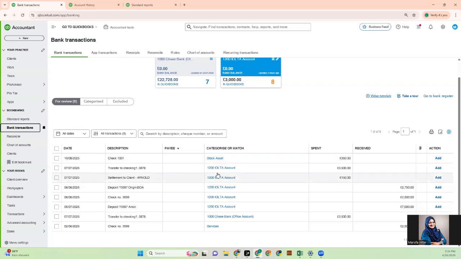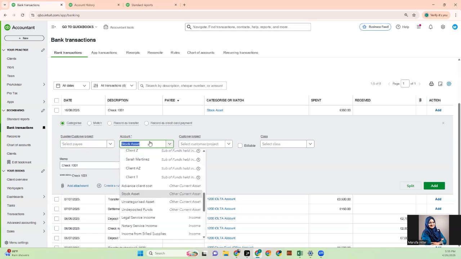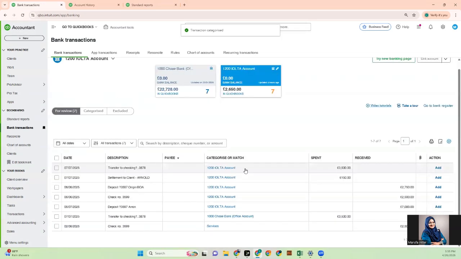Here is what most people do. They select an expense category like court fees or filing fees. Let me show you what happens. The payee is Superior Court, or sometimes, as a bookkeeper, we see this field remain blank. So the account is filing fee. Let's create a vendor, Superior Court. Click add. Now your IOLTA bank balance decreases by $350.